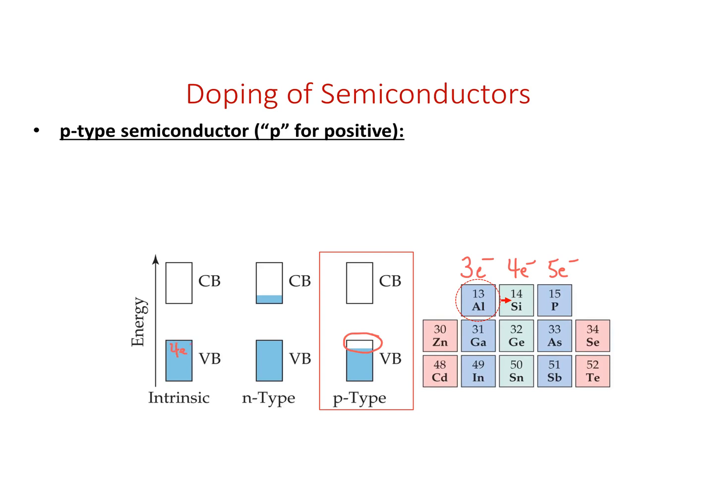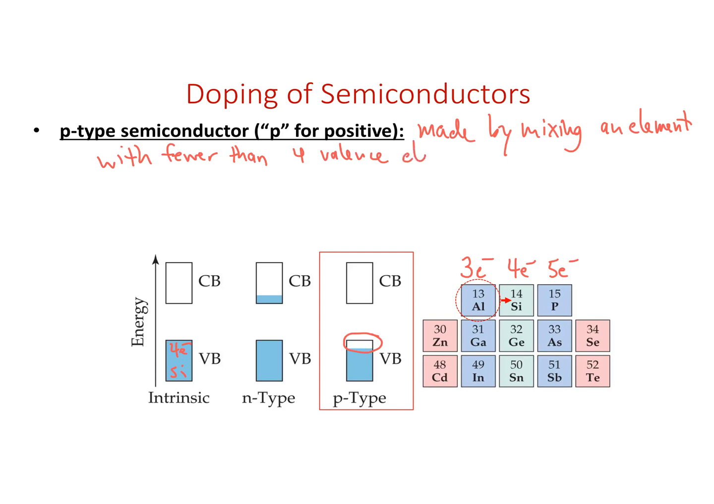Because remember, here was my 4 electrons was silicon. Now I'm mixing something in that has less than 4 electrons. Now I'll have space in that valence band. So our p-type semiconductors are made by mixing an element with fewer than 4 valence electrons into the pure semiconductor.